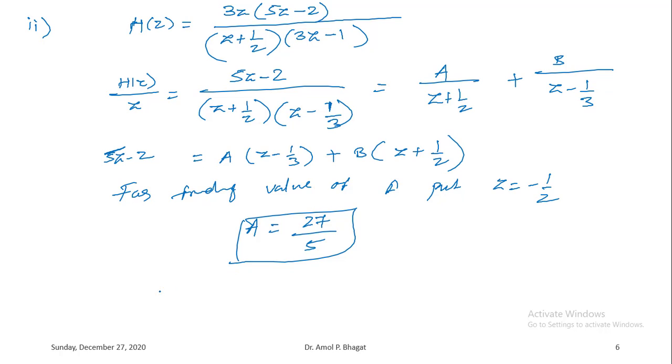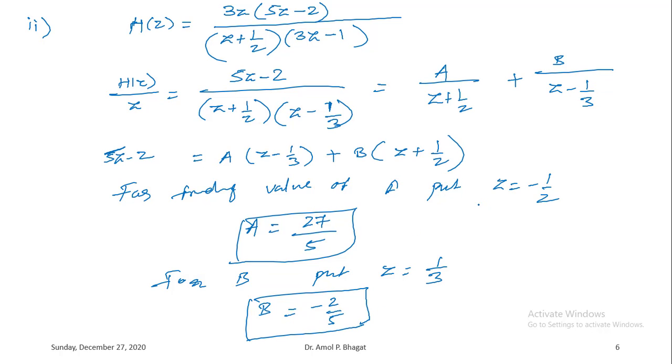right? And for b you have to put z equals 1 by 3 in the above equation, so this term will be 0, so here you will get b in bracket 1 by 3 plus 1 by 2, here 5 by 3 minus 2 will be there, right? So the value of b, after substituting this value of z in this equation, you will get b equals minus 2 by 5. Okay, so you just try to substitute these values and identify the values of a and b, right?